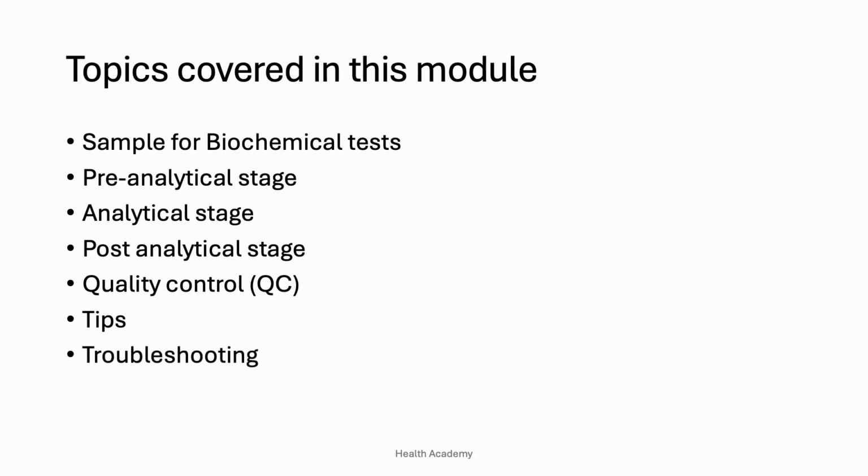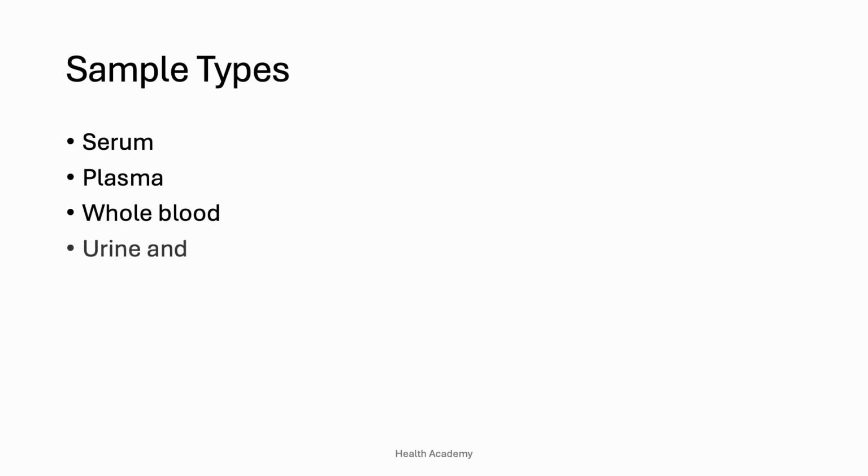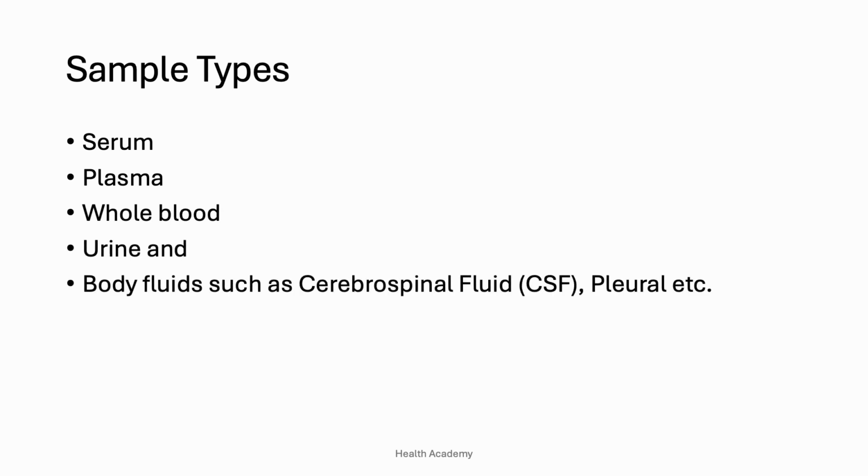and troubleshooting. In this section, we emphasize the criticality of sample management as mishandling can significantly impact biochemical analysis outcomes. Let's delve into the proper procedures for processing samples for biochemical tests. Biochemical tests utilize a variety of sample types including serum, plasma, whole blood, urine, and other body fluids such as cerebrospinal fluid, pleural fluid, etc. Key instructions for handling these samples will be outlined here.